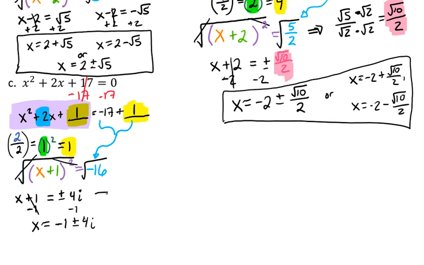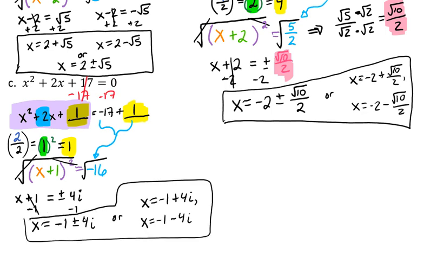Or we could write this as x equals negative 1 plus 4i and x equals negative 1 minus 4i. Either way, it doesn't matter as long as you have both the positive and the negative represented. So this is how you solve a quadratic equation by completing the square.